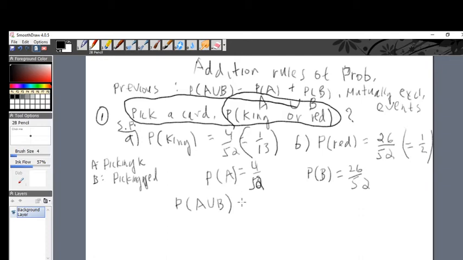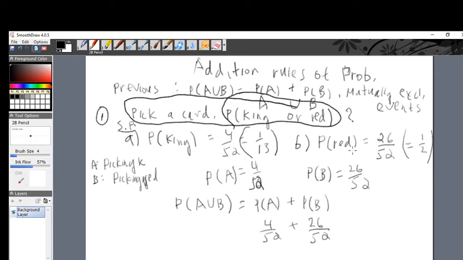So it's going to be equal to the probability of A plus the probability of B. But be careful, that would be 4 over 52 plus 26 over 52, but there's a problem here.